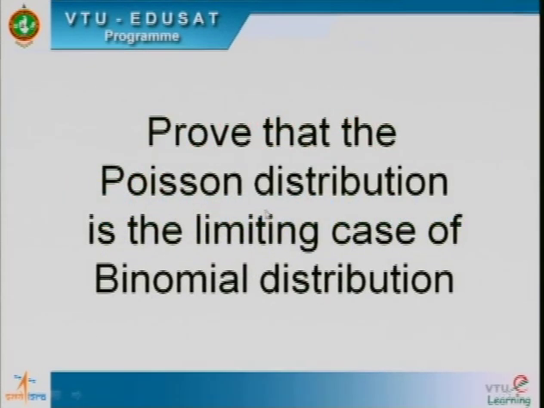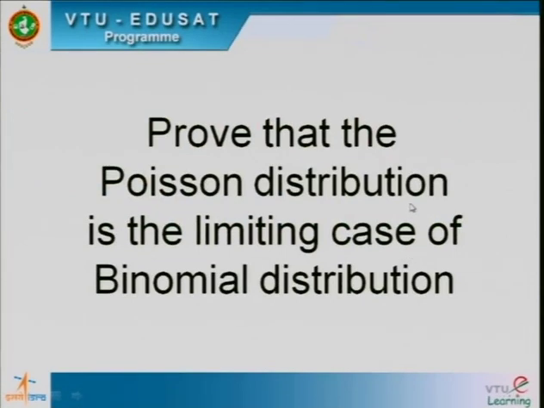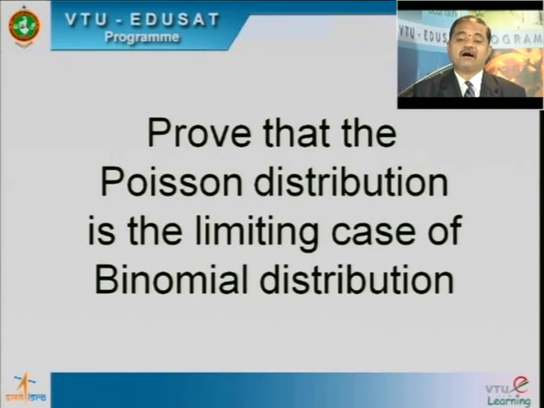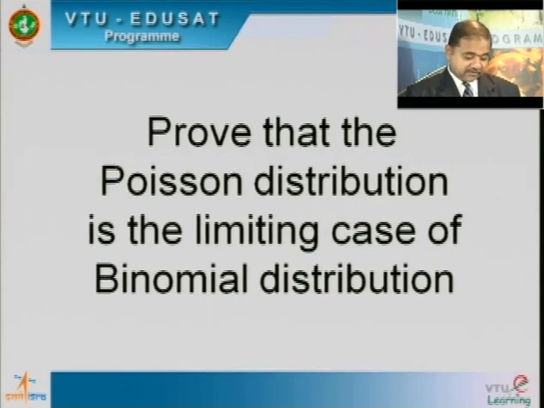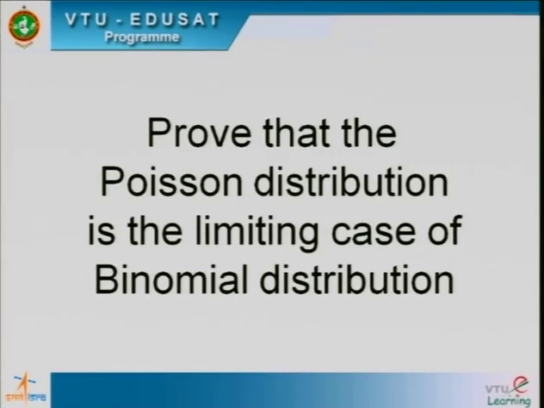One more theory question is there. Prove that the Poisson distribution is the limiting case of binomial distribution. You have to take the binomial distribution and prove that it is the Poisson distribution by taking the limit of it. So finally I will show you that, quickly. So what is the question? Prove that the Poisson distribution is the limiting case of binomial distribution.